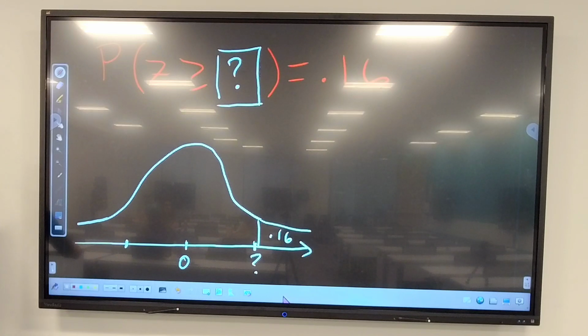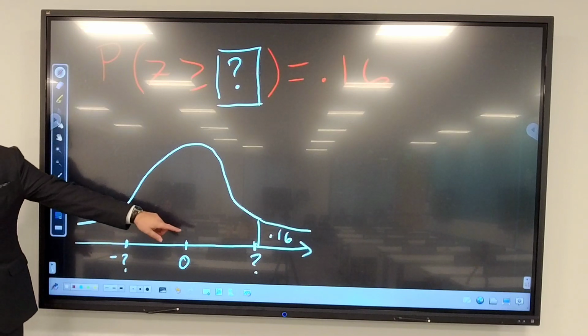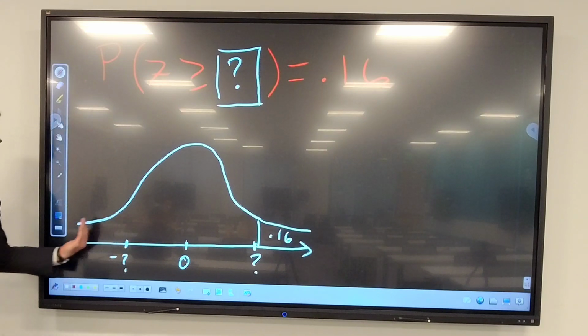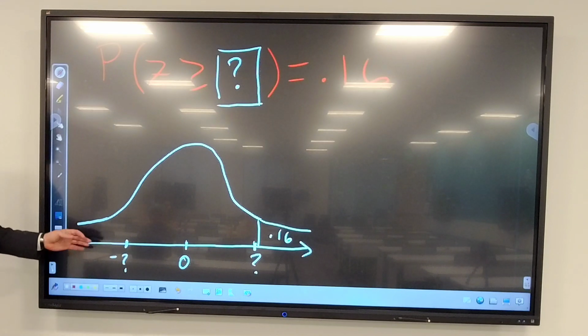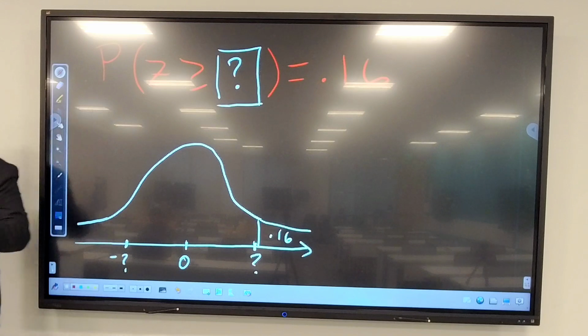Now the curve is symmetric, right? So over here on the other side of zero, equidistant from zero, I'm going to have minus of that number. And to the left of it would be how much area? It's a positive 16. You still have the 16% because the areas will always be non-negative.